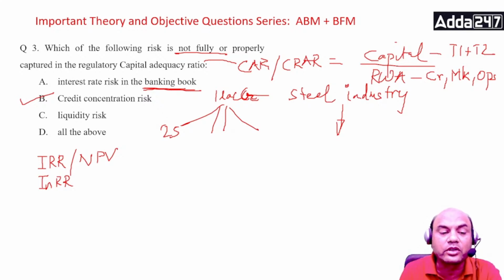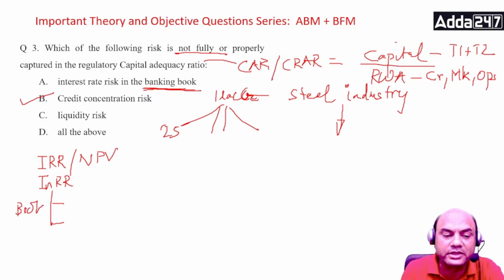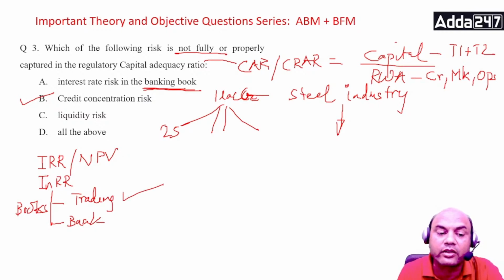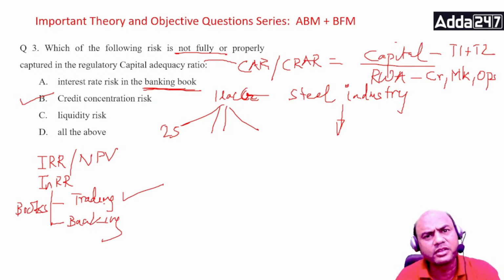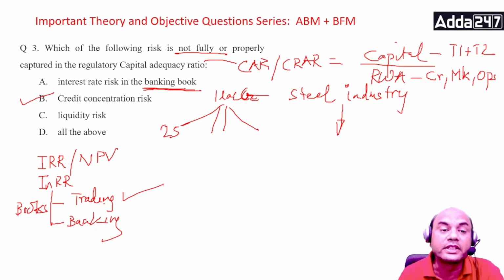So interest rate risk is always covered for two parts. Always remember in banking, the books in the banks are of two parts. One is the trading book, and second is the banking book. Always remember, interest rate risk is covered for the trading book. It is never covered for the banking book. Why? Because the bonds purchased in the banking book are never sold. They are kept up to maturity. So this is not covered. So A is also the answer, not covered.